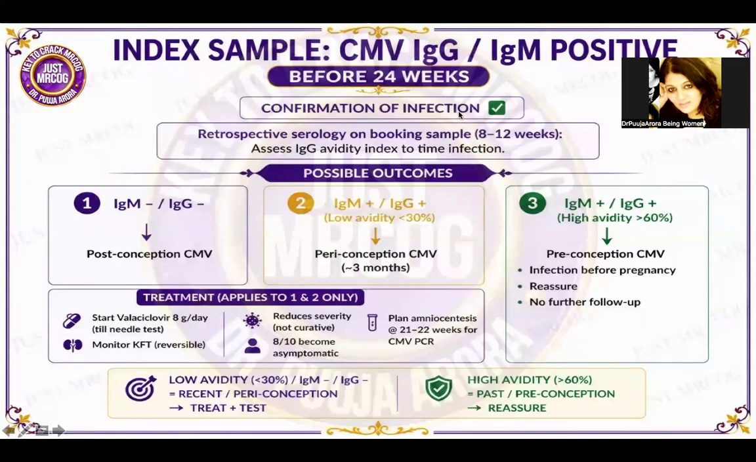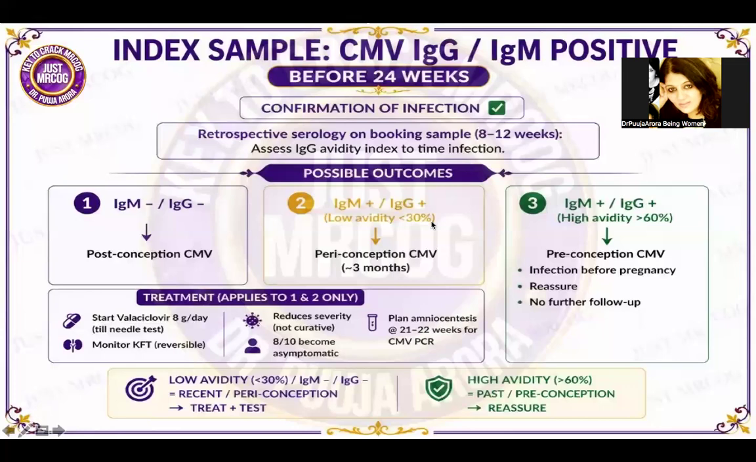Now what can be the scenario? Presently it is IgG, IgM both positive, but in the booking sample it is showing both negative. So this is post-conception CMV. This is very easy to understand. It was negative at the time of booking. Now say in 10 weeks, 12 weeks, 14 weeks, whatever week she is coming before 24 weeks, it is positive. So obviously this is post-conception CMV. This is very easy to understand.